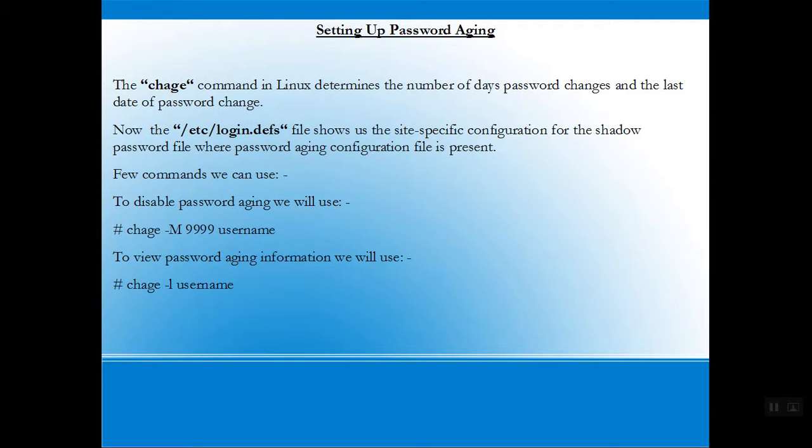Now, how to set up password aging. The chage command in Linux determines the number of days between password changes and the date of the last password change. The /etc/login.defs file allows us site-specific configuration for the shadow password file, where the password aging configuration is present. A few of the commands we can use: to disable password changing, we will use chage -M 9999 username. To view the password aging information, we'll use chage -l username.